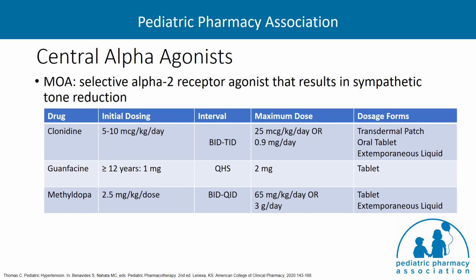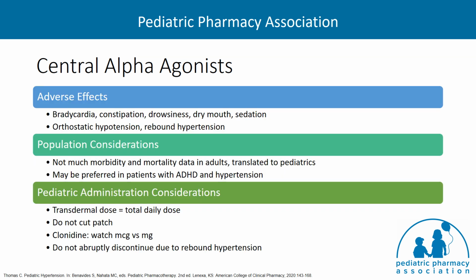Just making sure you're paying close attention to the units for the different dosages, and you can see that these agents come in a variety of dosage forms. So for central alpha agonists, you can see adverse effects such as bradycardia, constipation, drowsiness, dry mouth, sedation. You can also see orthostatic hypotension and rebound hypertension.